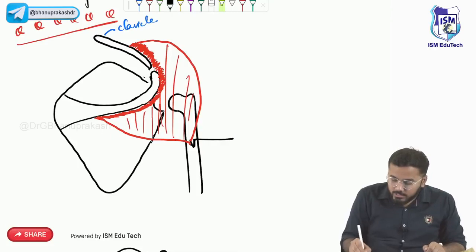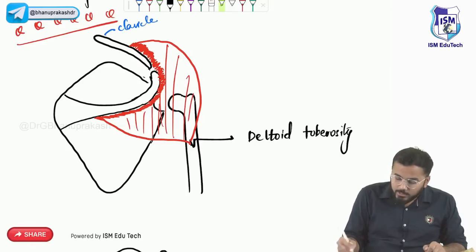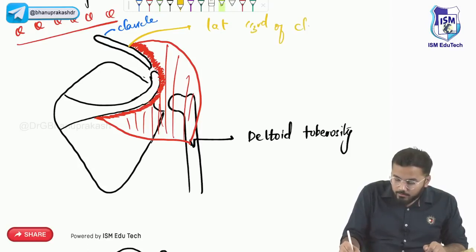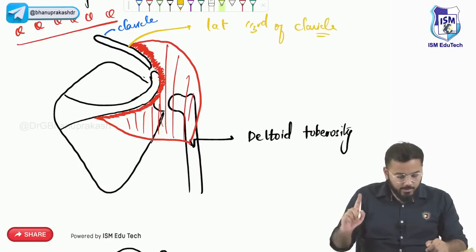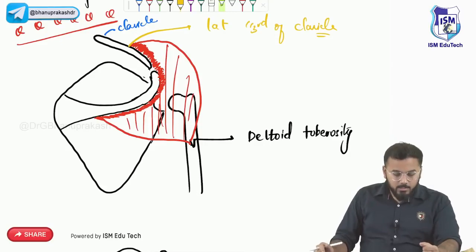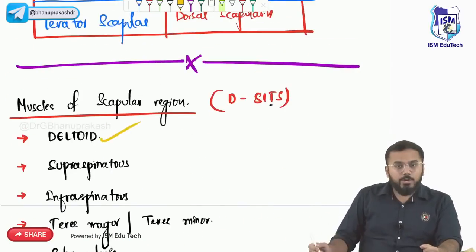So this was a question that was asked. It is inserting to the deltoid tuberosity. And all of you should also remember, this is from the lateral 1/3 of the clavicle, as well as from the spine of the scapula. Right. We are done discussing the deltoid.